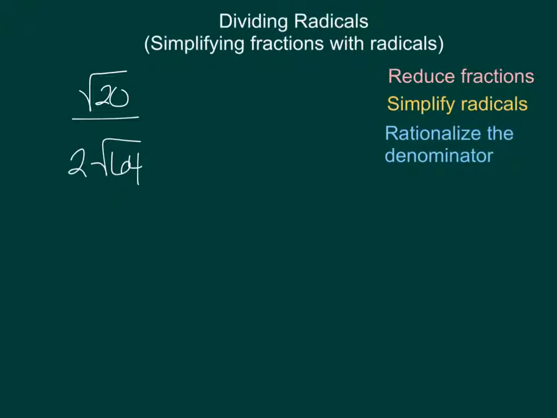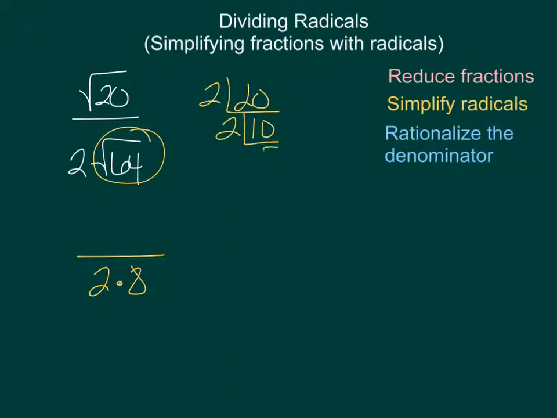In this example though, I am going to start by simplifying this radical because it happens to be a perfect square. The square root of 64 we know is 8. So I'm going to go ahead and change that to 8. And then 20 can be simplified. You get 2 times 10, 2 times 5. So we can pull out a 2, and then that leaves a 5.